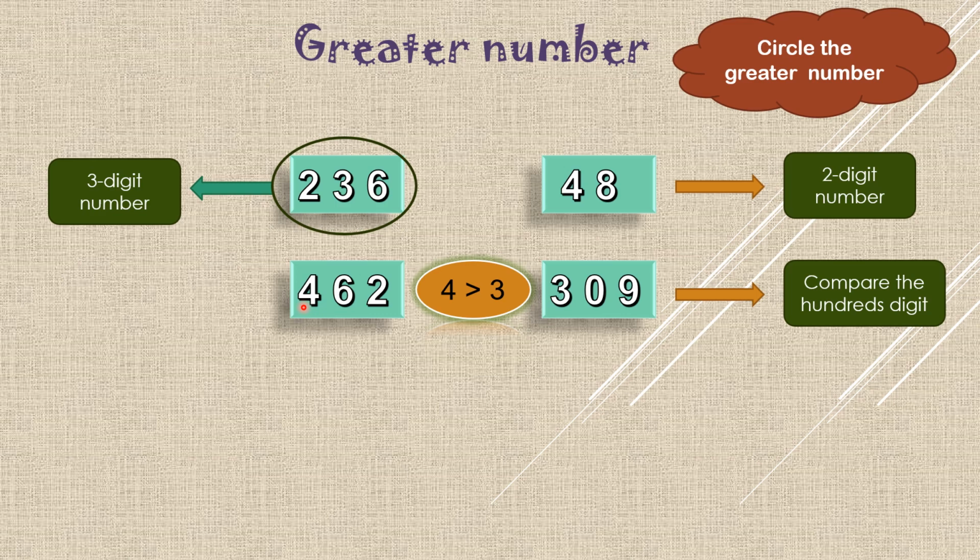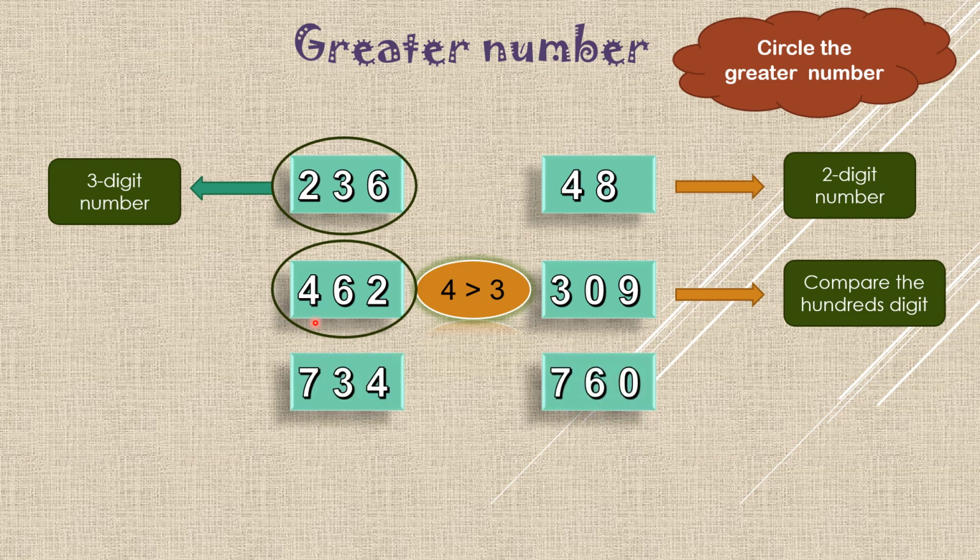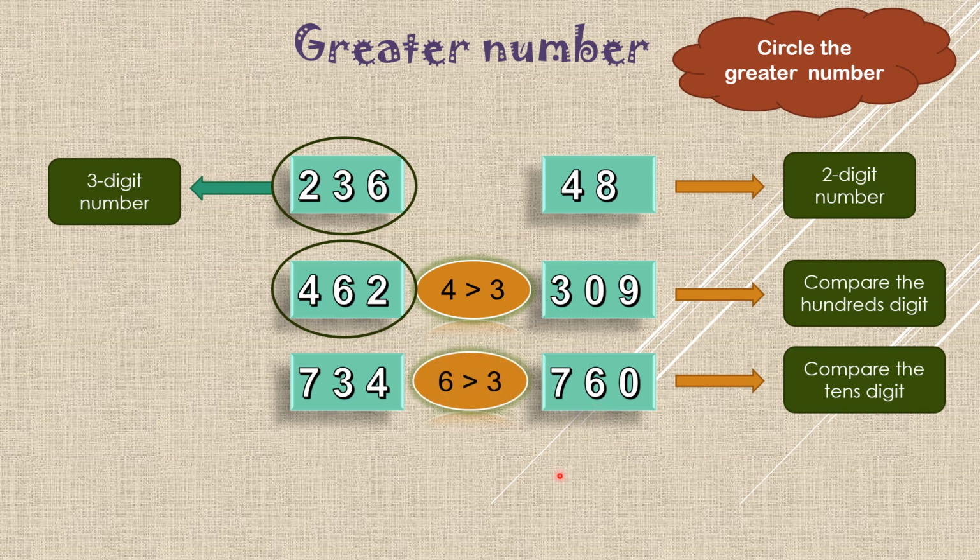number. Coming to the next set of numbers, both are again 3-digit numbers and the hundreds digit is same in both the numbers. So we'll compare the tens digit. So comparing the tens digit, 3 and 6. We'll see which is the bigger one. 6 is bigger than 3 or greater than 3, right? 6 is greater, so 760 is greater number.